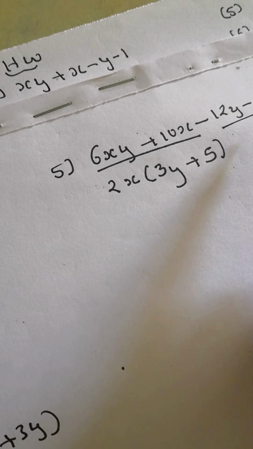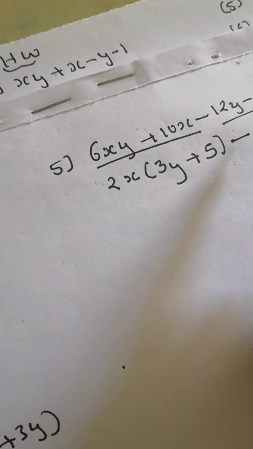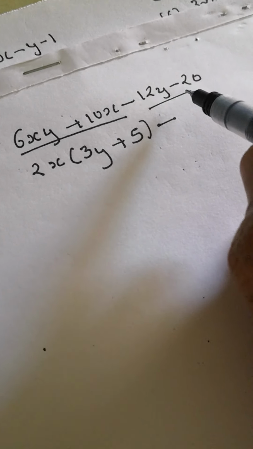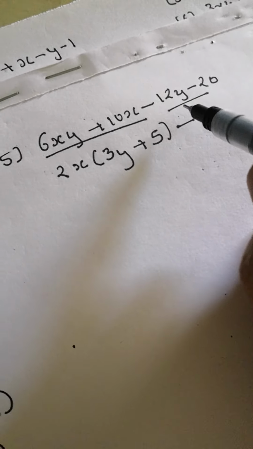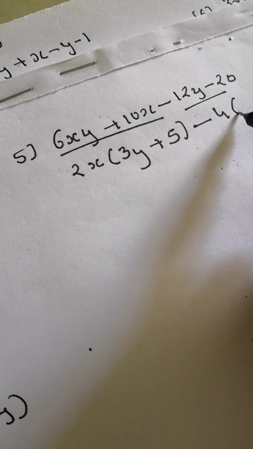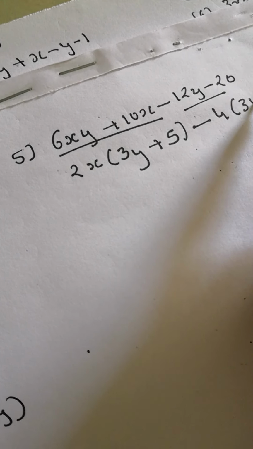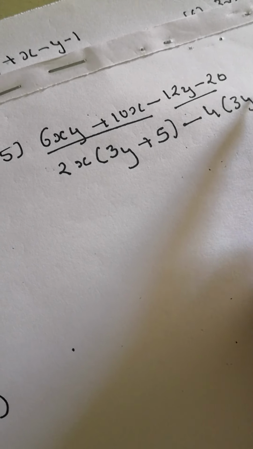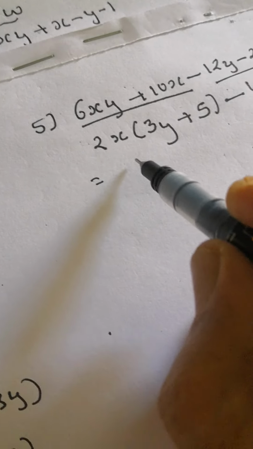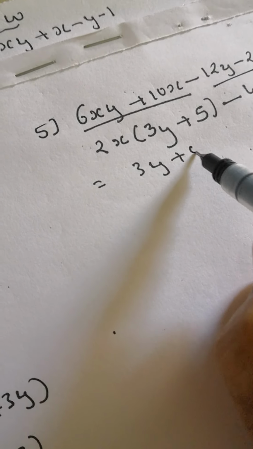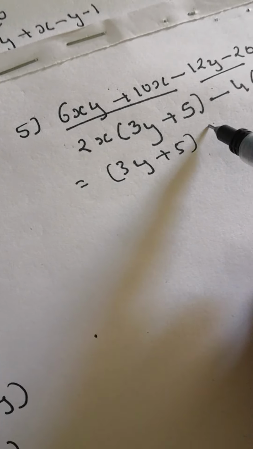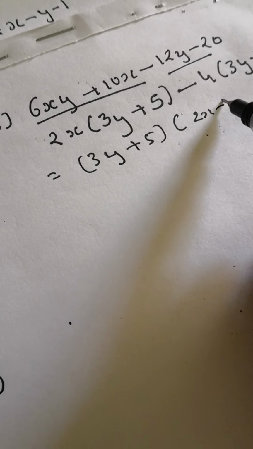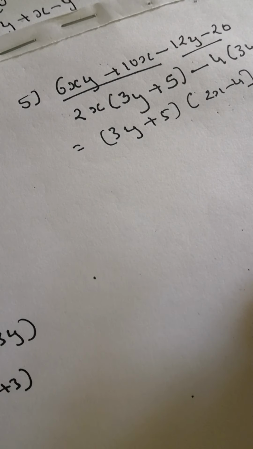Over here in minus 12y minus 20, the HCF of 12 and 20 will be 4. So 4 3s are 12, y, and instead of this minus, as I told you before, minus is taken common, so it becomes plus, and 4 5s are 20. So the common brackets are 3y plus 5 into 2x minus 4. That is the uncommon terms.